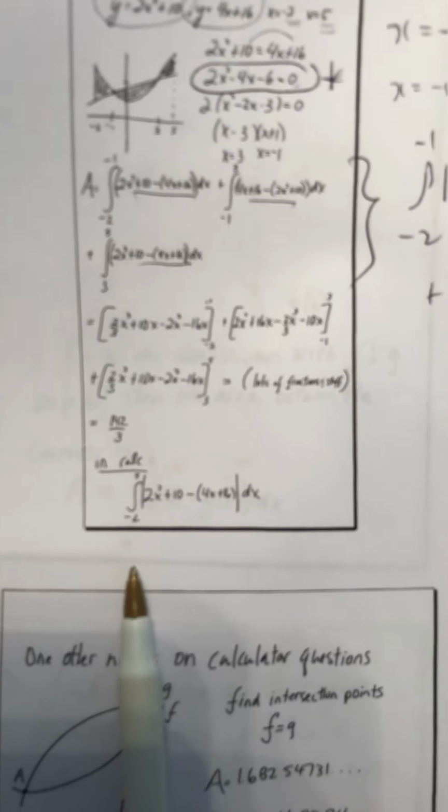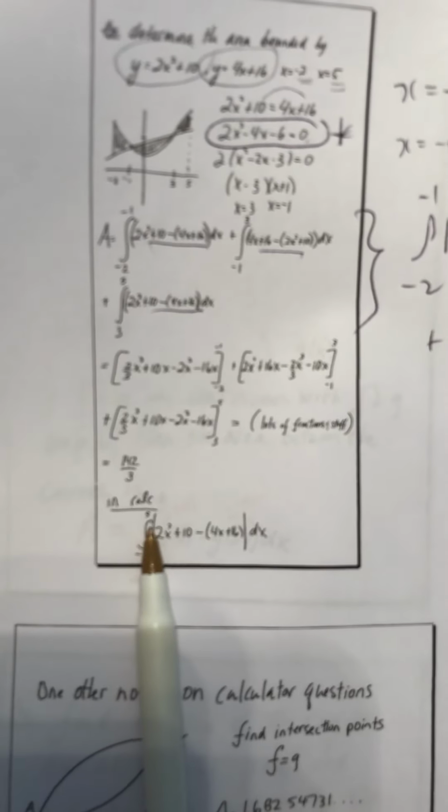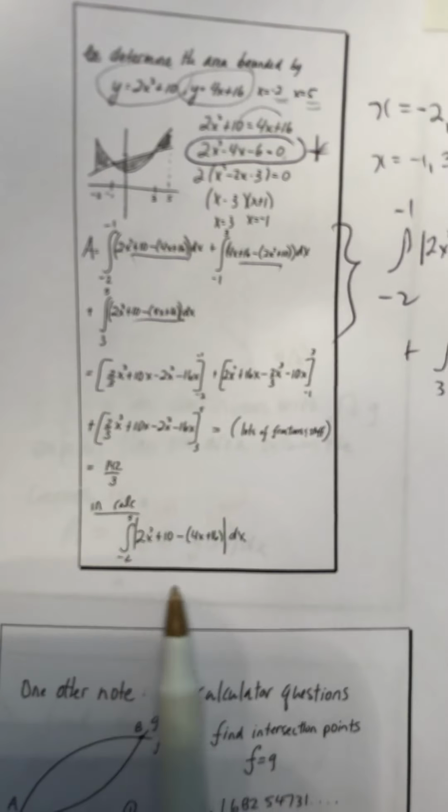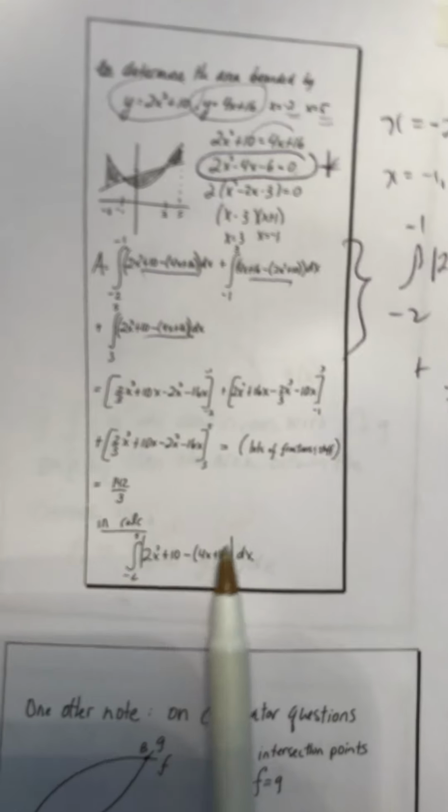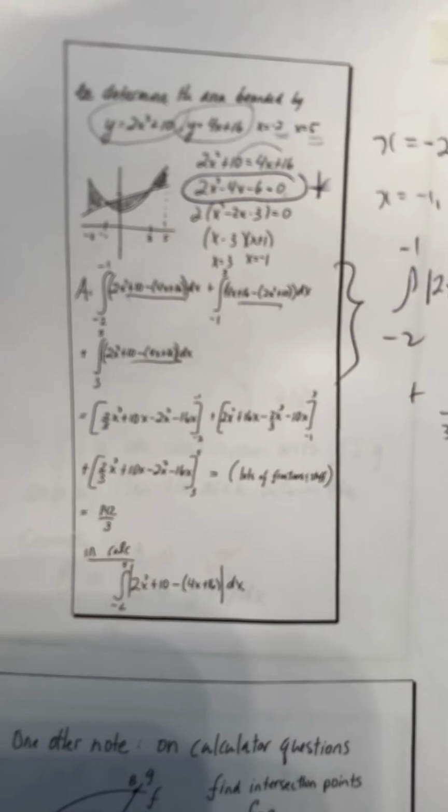You're simply saying, I'm going right from -2 to 5. I don't care about the intersection points. And I said parabola minus line. You will get the same answer this way.